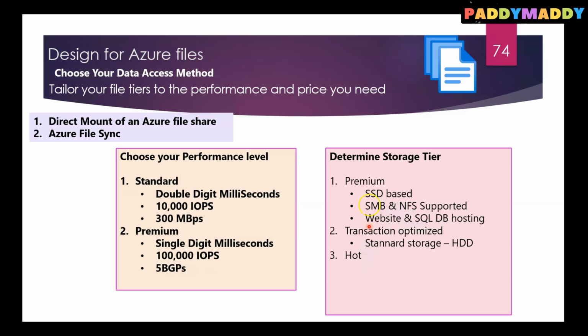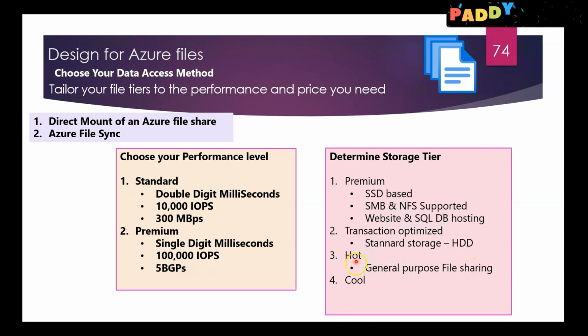And coming to the storage tiers hot and cool, starting with hot. Hot will be useful for general purpose file sharing scenarios, for example team shares, offered on standard storage hardware. This is actually going to work on standard storage, which is nothing but your normal hard disk used in the back end, but we would be using it as a general purpose file share. But the cool is not like that.